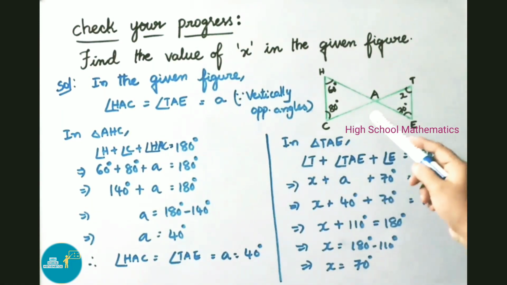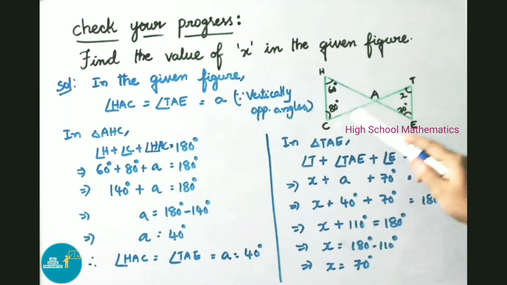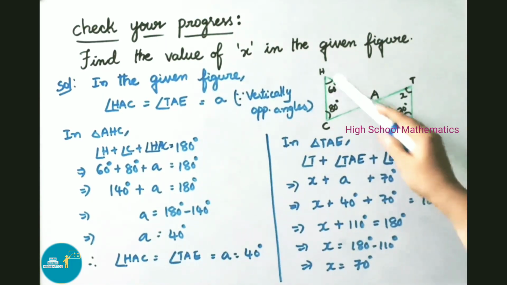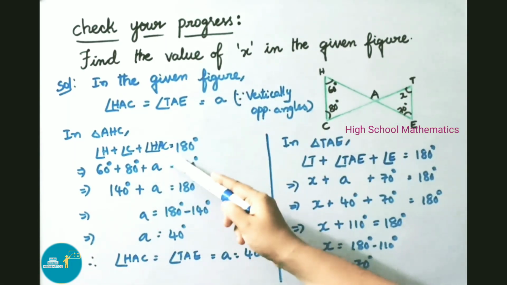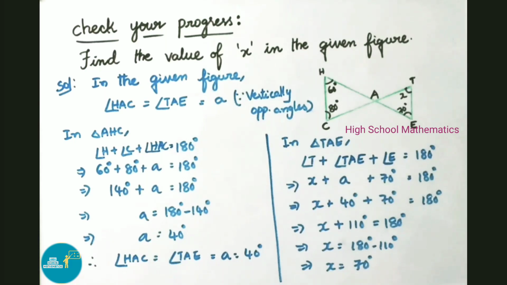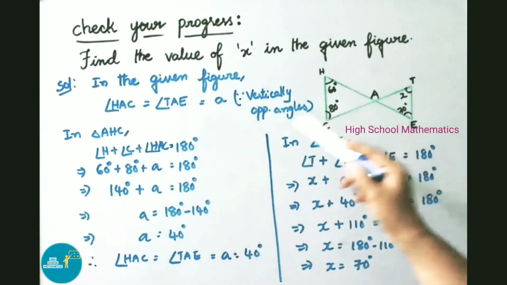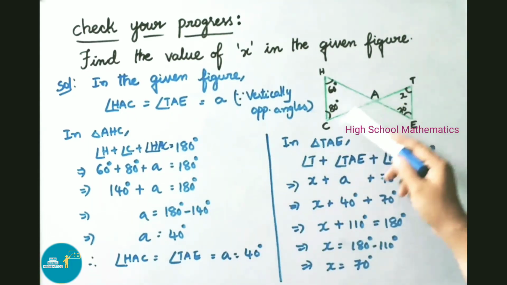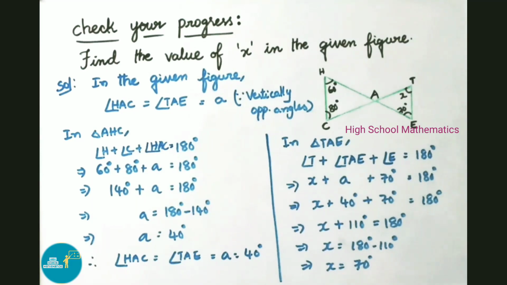Now let us take this triangle AHC. The sum of the interior angles in a triangle is equal to 180 degrees. So angle H plus angle C plus angle A equals 180 degrees. Here angle A can be taken as angle HAC. So angle H plus angle C plus angle HAC is equal to 180 degrees. That implies, from the figure, angle H is 60 degrees plus angle C is 80 degrees plus angle HAC, denoted with small a, equals 180 degrees.